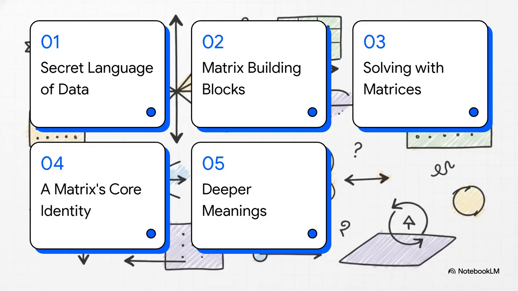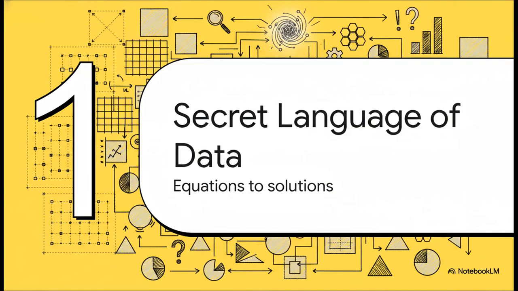All right, so here's what we're going to cover. We'll start by learning the alphabet of this language. Then we'll see how to form sentences to solve real-world problems. And finally, we'll uncover some of the deeper grammar that gives it all its power. At its heart, linear algebra is really the art of handling huge systems of information. It gives us this amazing framework to see patterns and solve problems on a massive, massive scale.